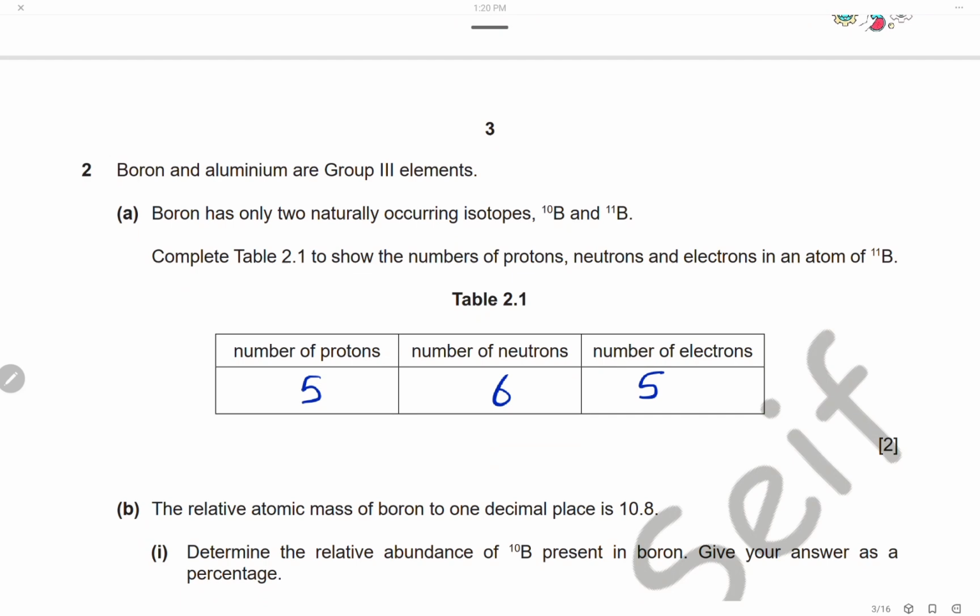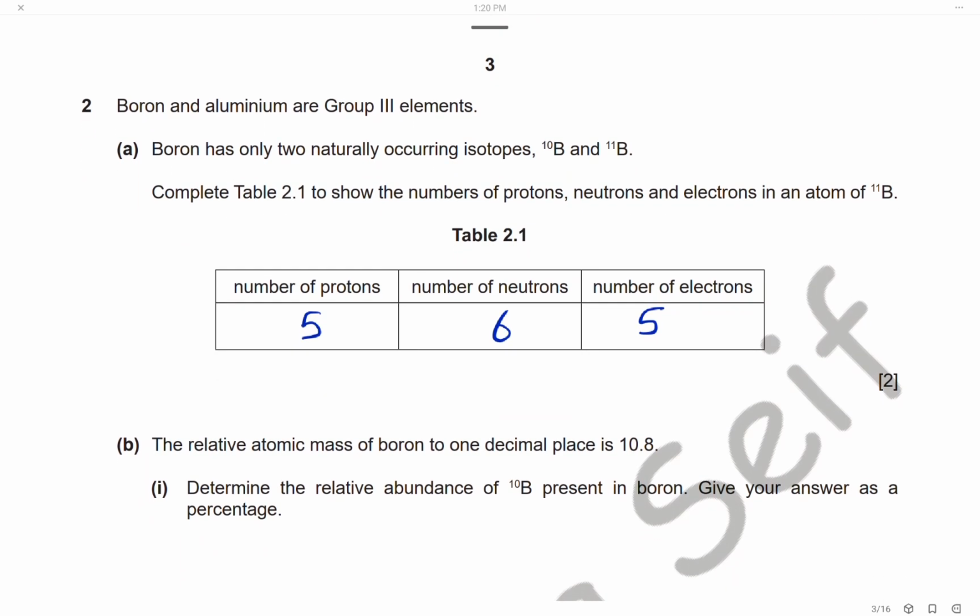Question 2. Boron and aluminium are group 3 elements. Boron has only two natural isotopes, boron 10 and boron 11. Complete the table to show the number of protons, neutrons, and electrons in one atom of boron 11. Boron 11 has 5 protons. Of course, 11 minus 5 is 6, so it has 6 neutrons. Because it's an atom, it's neutral, so the number of electrons equals the number of protons. So we have 5 protons, 5 electrons, and 6 neutrons.